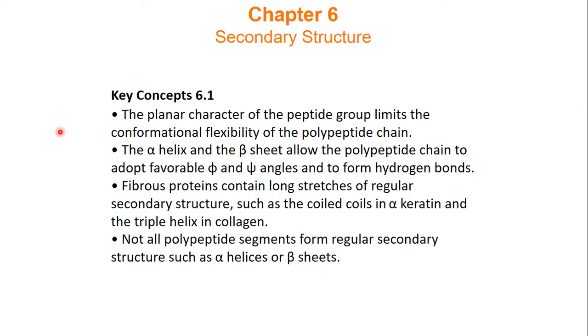In this video, we're going to start to look at protein secondary structure. Secondary structure is due to the peptide bond or the peptide group and its general inflexibility. We're going to look at the common types of secondary structure, including alpha helixes and beta sheets. We're going to look at fibrous proteins. And we're also going to see that not all proteins have this regular secondary structure.